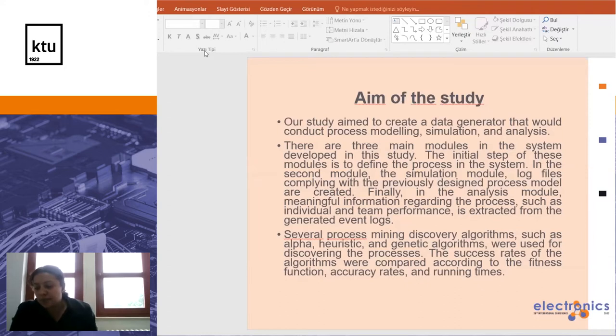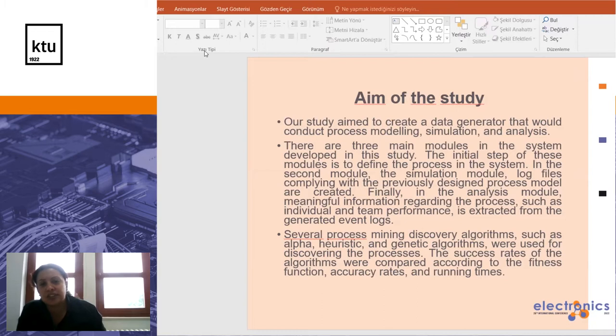Our study is comprised of two significant studies. First, data generated for process, and second, algorithms applied for discovering the created process. Our study aims to create a data generator that conducts process modeling, simulation, and analysis. There are three main models in the system developed in this study. The initial step of these models is to define the process in the system.